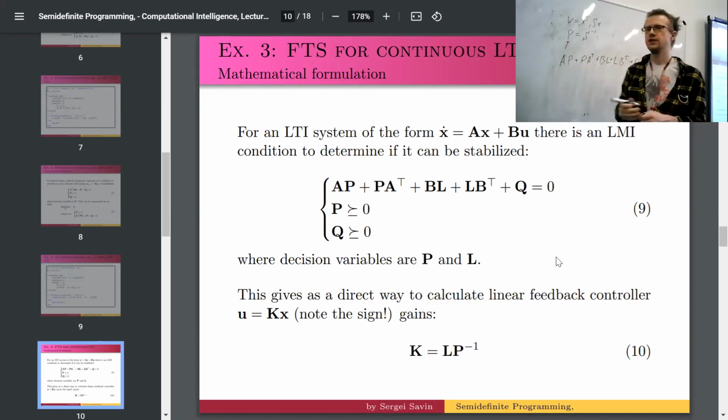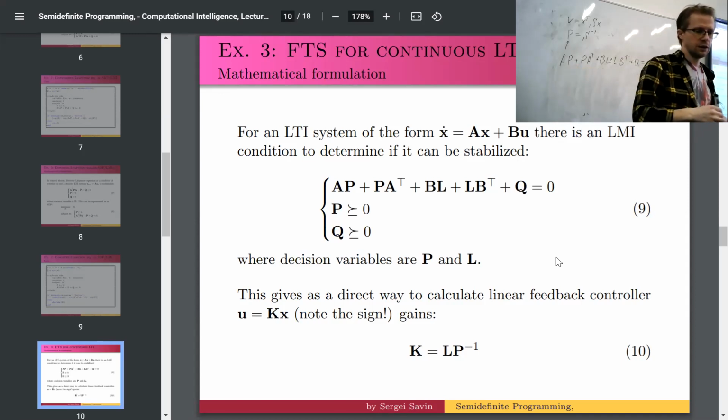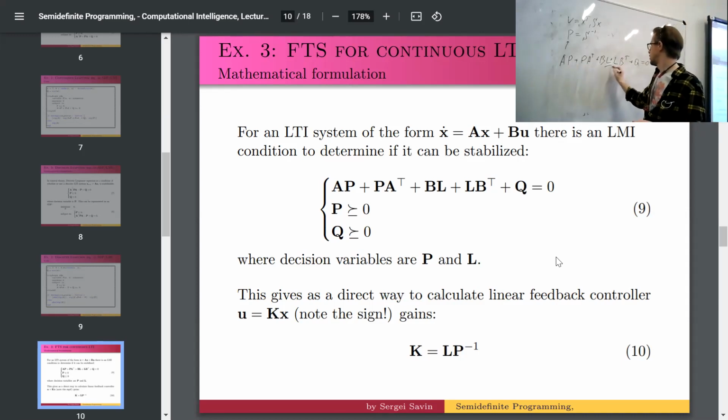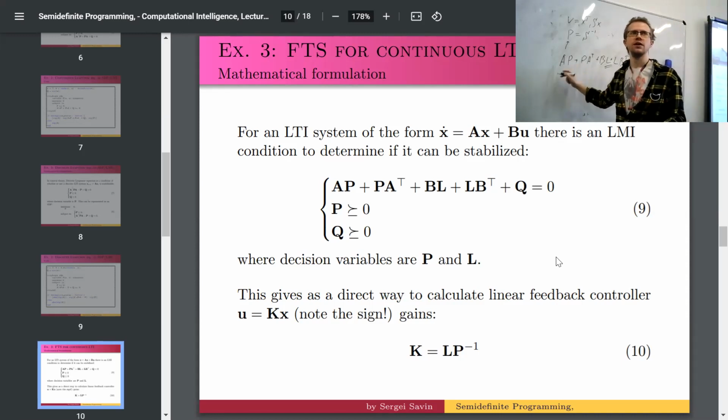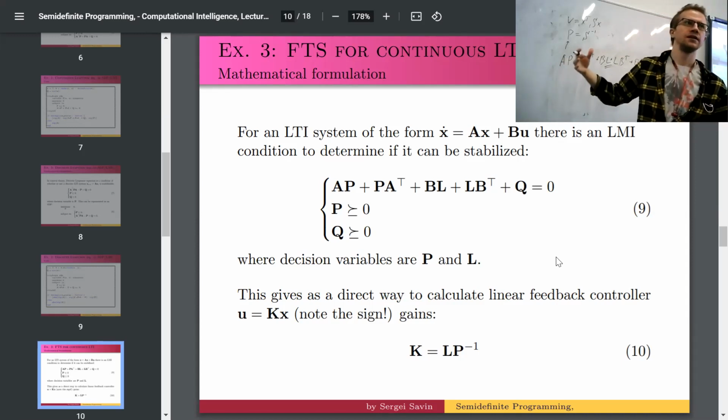This condition is something like a Lyapunov equation, except you have here new variables, L. It is interesting to describe. Let me try to describe it vaguely, but I think close enough to reality. So P here is ellipsoids. You can think about it as descriptions of ellipsoids.